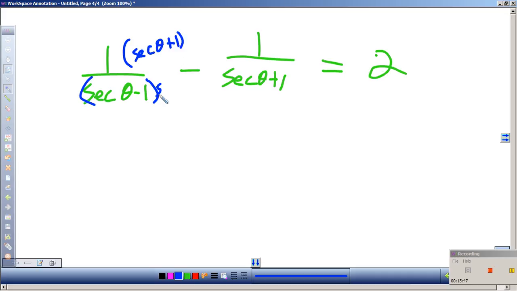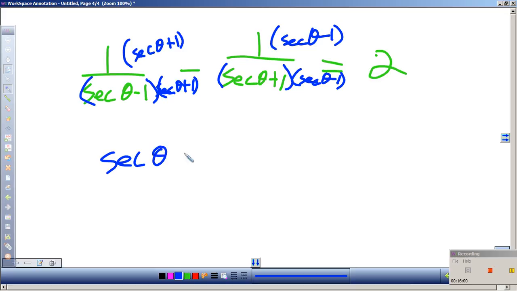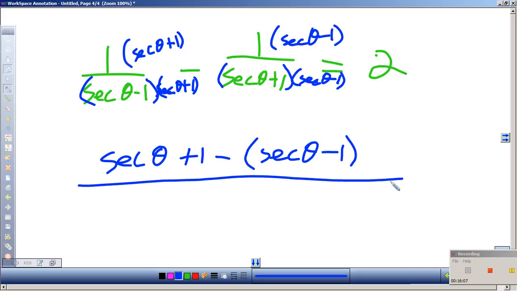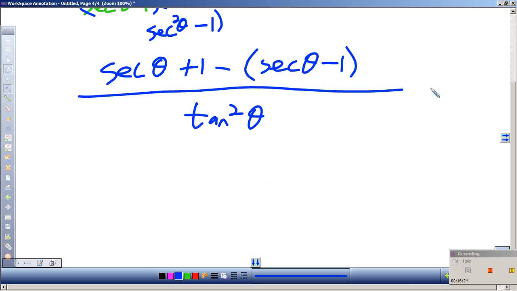Secant theta plus 1, secant theta plus 1, and over here, secant theta minus 1, secant theta minus 1. So on top, I'm going to have secant theta plus 1 minus secant theta minus 1, all over, okay, what? The bottom is going to become secant squared theta minus 1, which is tangent squared theta. So how can I simplify this?